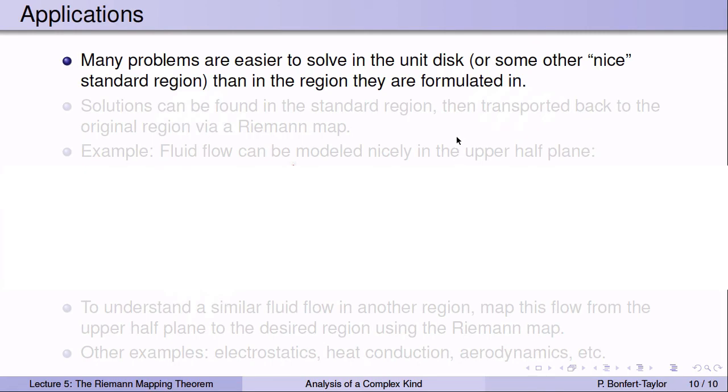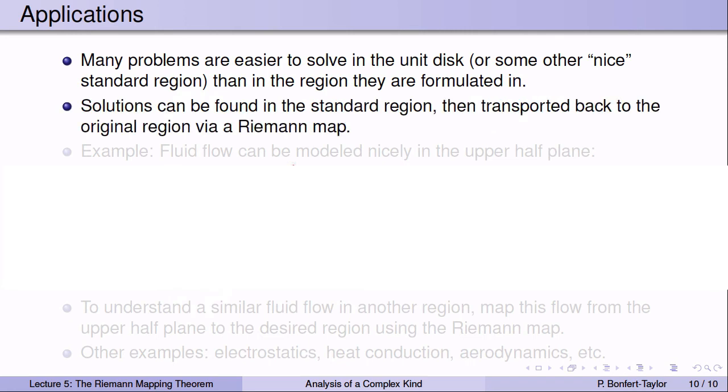Now, why is this important? Why is the Riemann mapping theorem so powerful? Many problems are easier to solve in a standard region like the unit disk or the upper half plane or some other nice standard region than in the region they're actually formulated in. A solution to a problem can then be found in the standard region and afterwards transported back to the original region via a Riemann map.